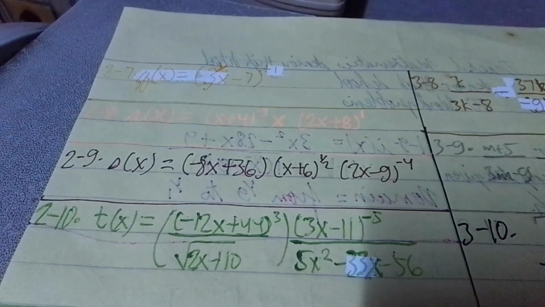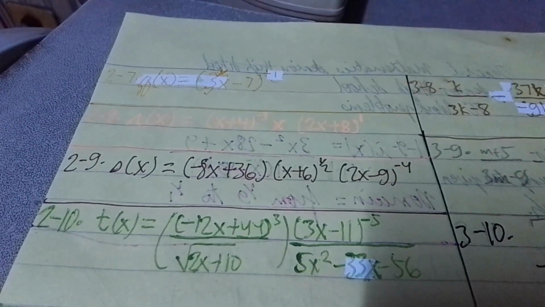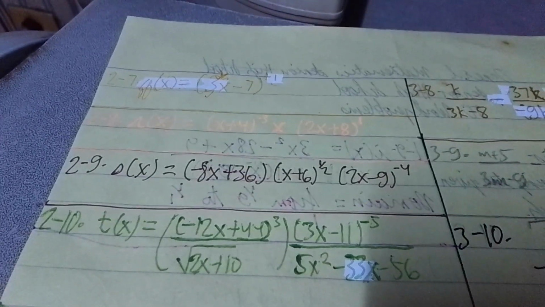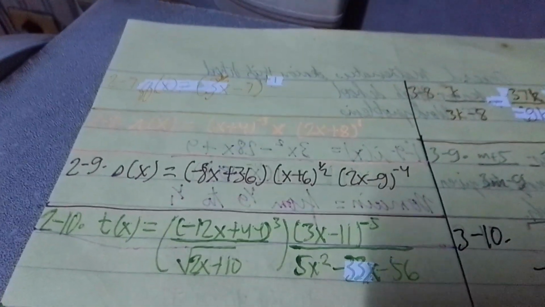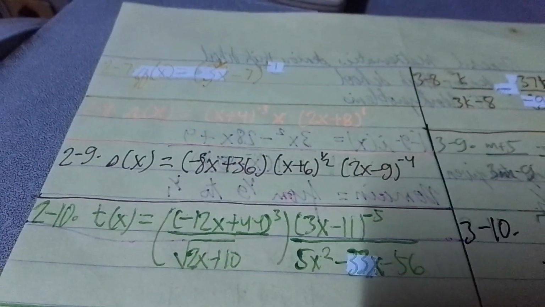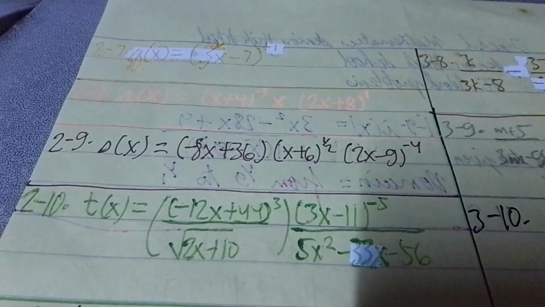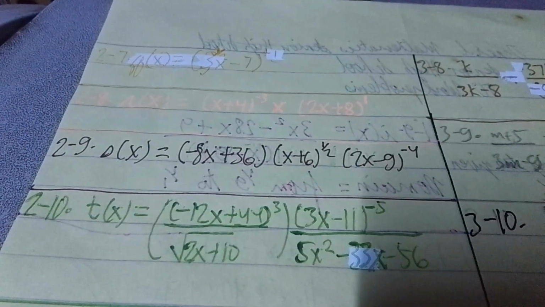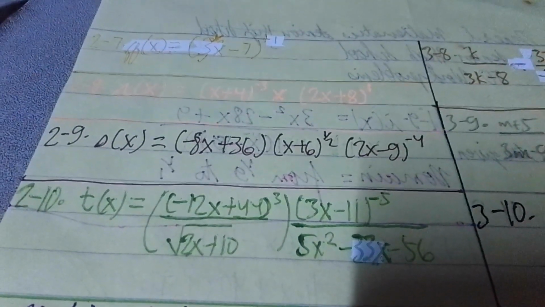On the other hand, we have 3x, and then it's being multiplied by 3x minus 11 raised to the negative fifth power. Remember last time when I told you, any number that is raised to a negative power is always 1 over that same base with the exponent in positive form. Right? So it goes like that. And then on the denominator, we have 5x squared minus 33x minus 56. This is a bit tricky, so let's solve it.